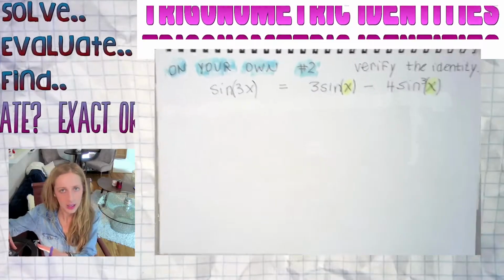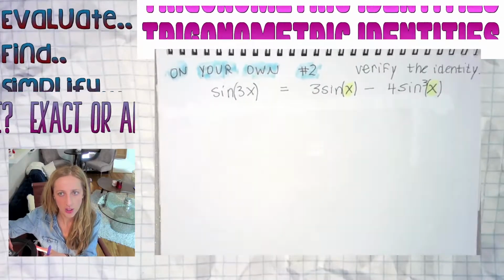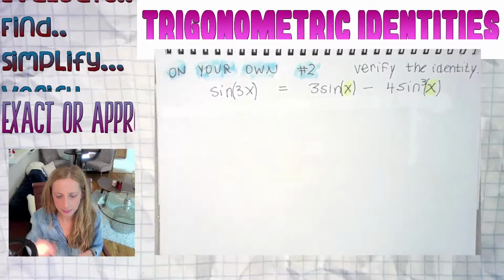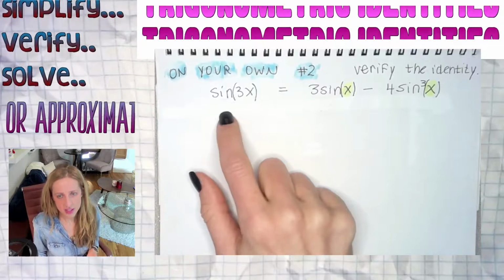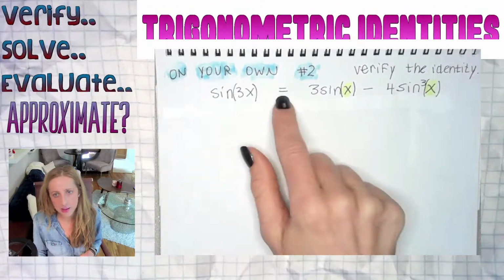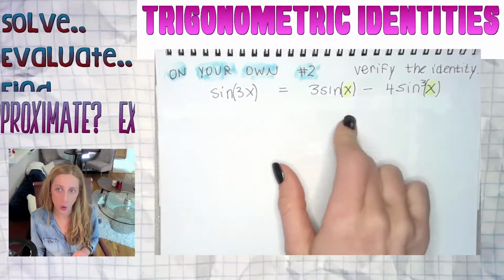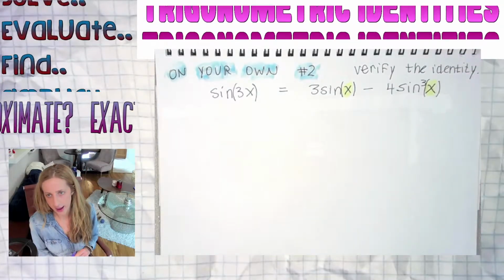Hey everybody, in this recording, we are going to verify the identity of this example, sine 3x equals 3 sine x minus 4 sine cubed x.